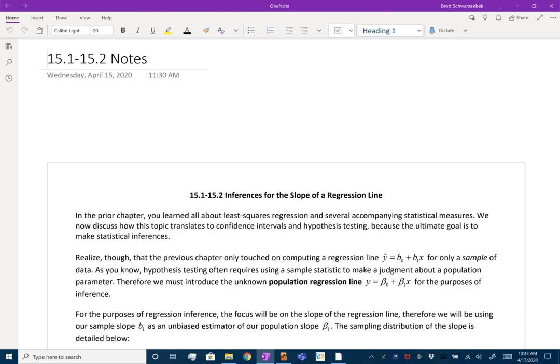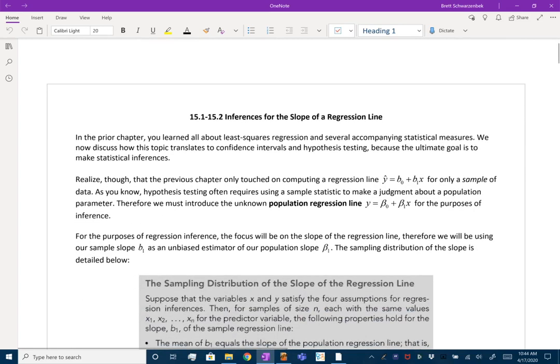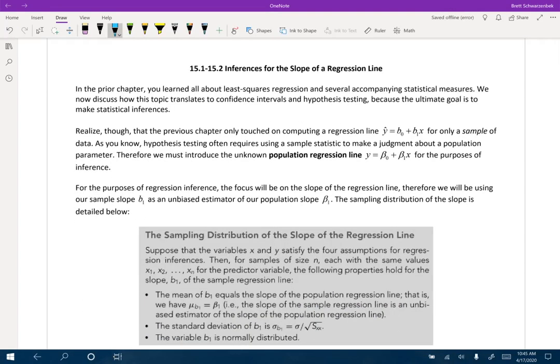Well, that changes now. What we're going to concentrate on in this chapter, in which we do skip 15.3, by the way, I'll throw that into Canvas so you have it, is dealing with confidence intervals and hypothesis testing when it comes to regression lines.